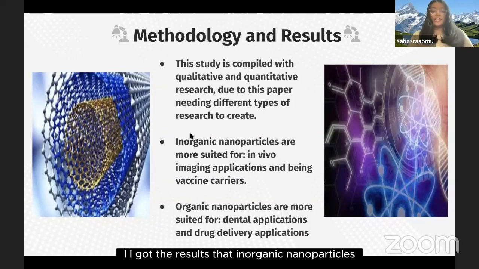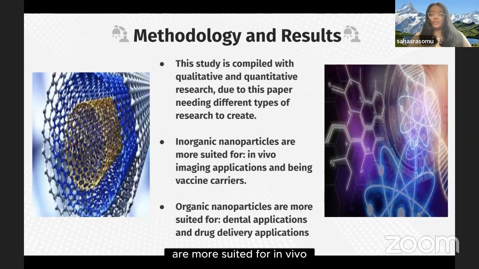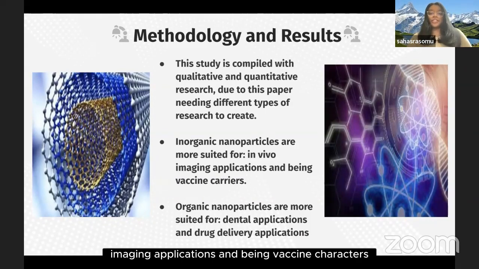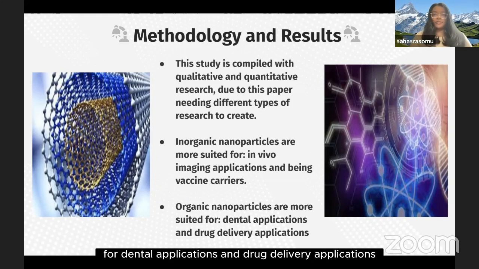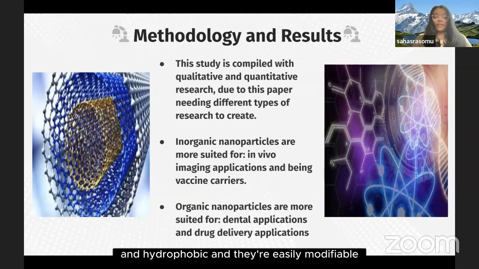I got the results that inorganic nanoparticles are more suited for in vivo imaging applications and being vaccine carriers due to their specific properties like stability, non-toxicity, hydrophilicity, and biodegradability. And for organic nanoparticles, I found out that they're more suited for dental applications and drug delivery applications due to their properties of being hydrophilic and hydrophobic, and they're easily modifiable.